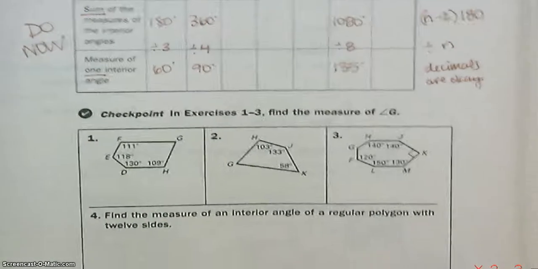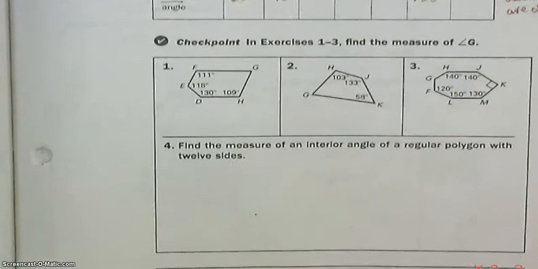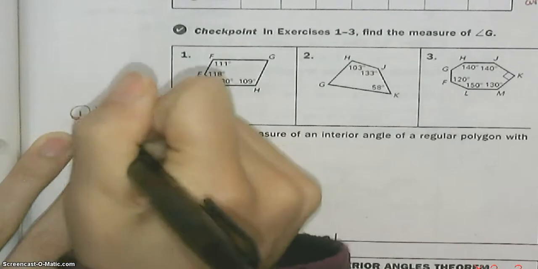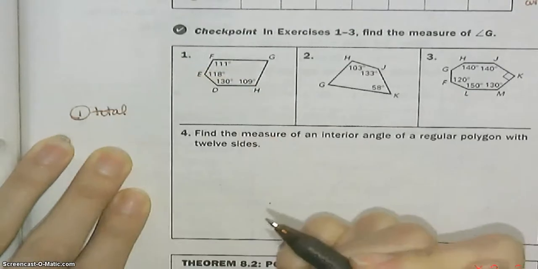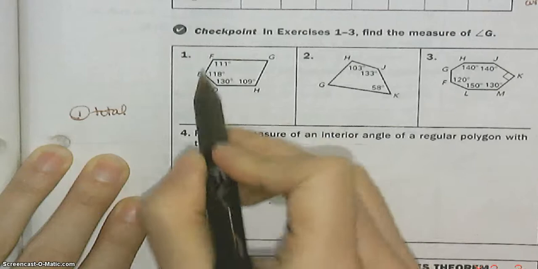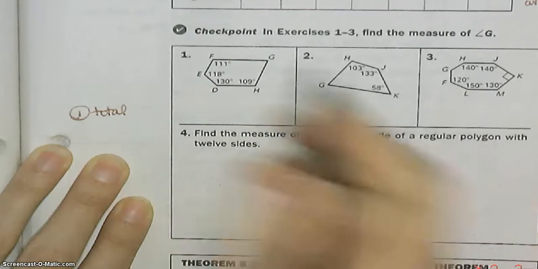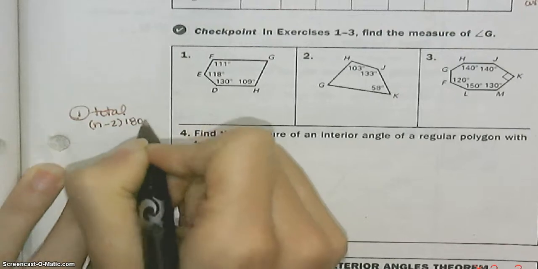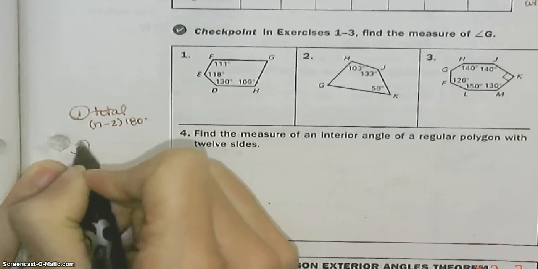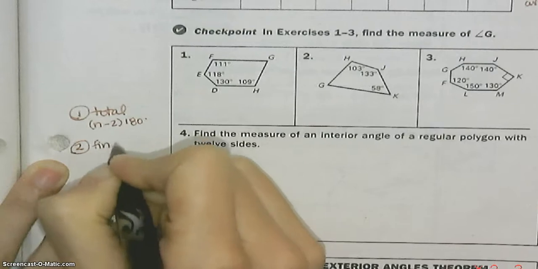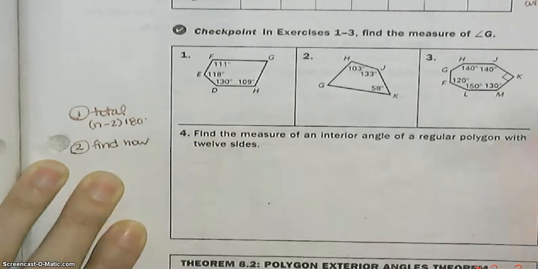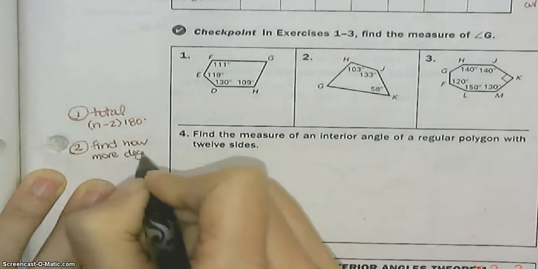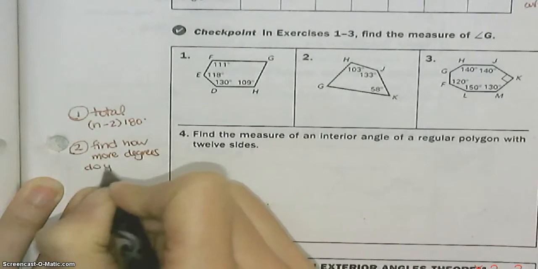All right, checkpoint. Find the measure of angle G. Okay, so your first step is to find the total. How many degrees do we need in this shape? And write that right in the middle. You use the formula n minus 2 times 180. And step number 2 is to find how much more you need. How many more degrees do you need?